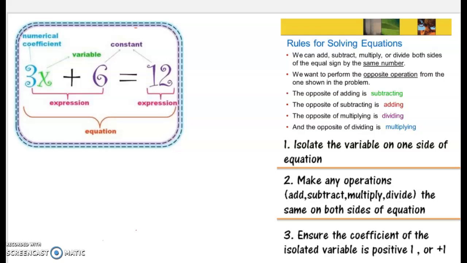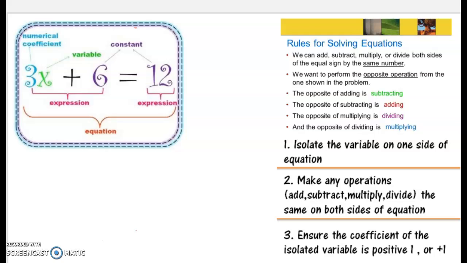Let's talk about some equation vocabulary. Now, this is an equation. An equation has several parts to it. An equation is considered to be two equivalent expressions, so two different expressions on the left and the right side of the equal sign. An expression is a group of numbers and operations and possibly symbols that can create different results. For example, 2 plus 2 is an expression. 5 times 5 is an expression. And 5 to the second power is also considered an expression.